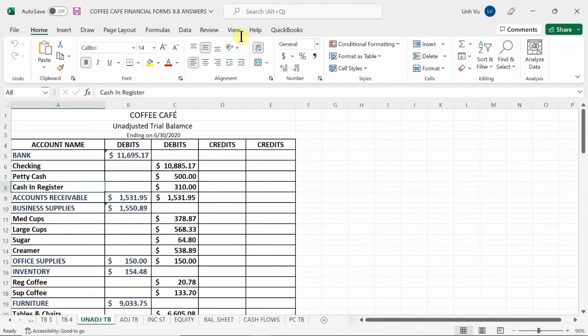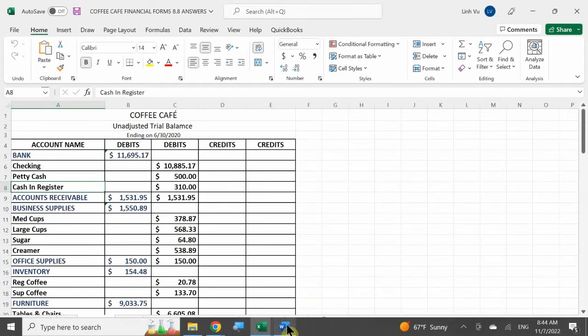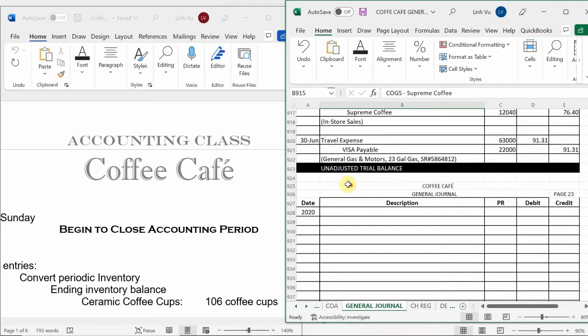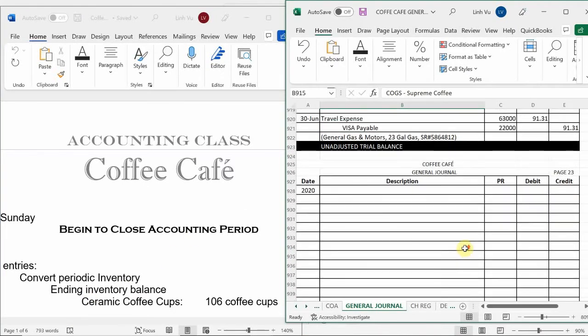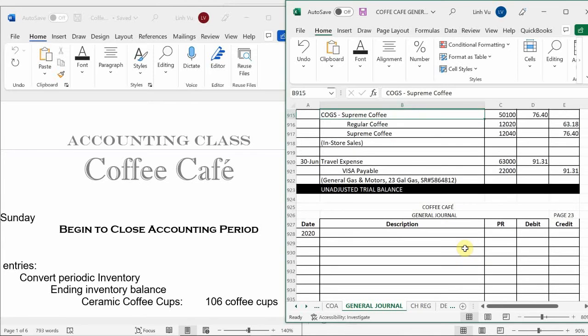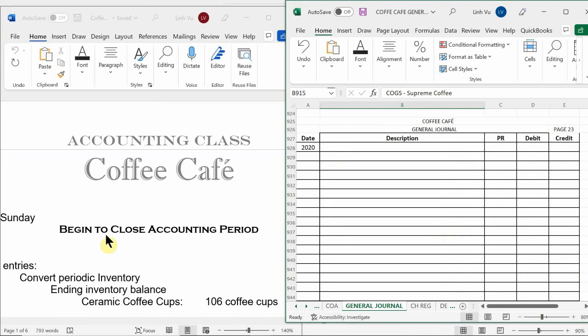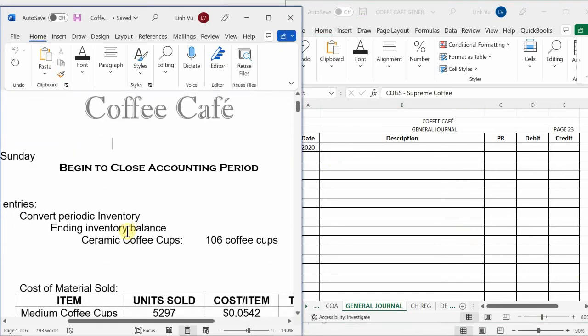So what we need to do now is to complete our adjustments. Okay, our adjustment entries. So let's take a look at the very first thing here. We left off, we are going to start on page 23 of the journal. The first thing that we have here is to complete our periodic inventory adjustment. So right here, this is where we began our adjustment. It says that you're going to convert your periodic inventory. Ending inventory balance, you had a total of 106 coffee cups left.